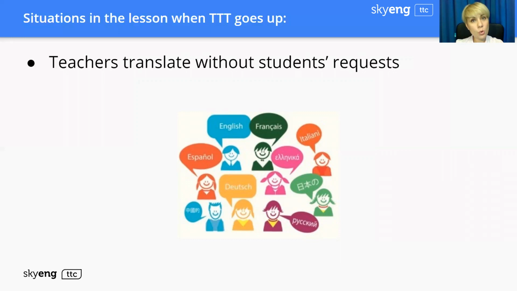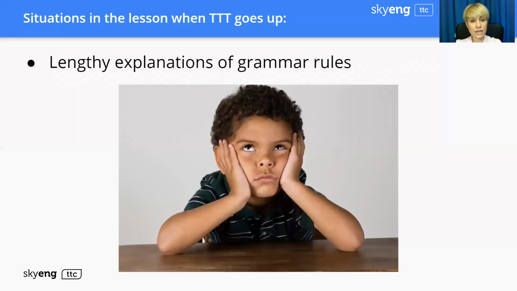So we better make a pause and wait before we say something in Russian, in the first language, when we translate. And it also increases our TTT, of course. Another situation is lengthy explanations of grammar rules.